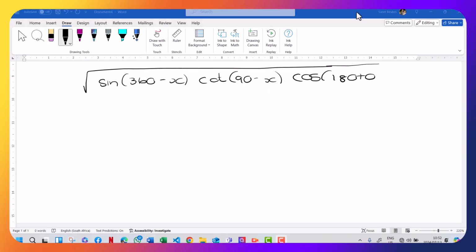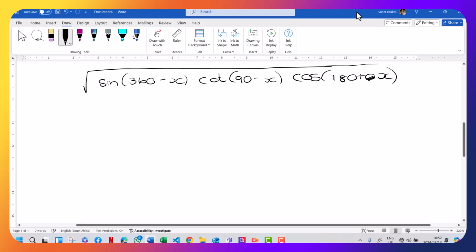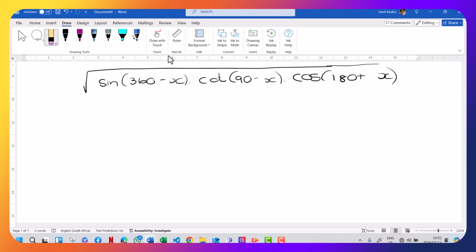Okay, if we look at that question, we have sin 360 minus x, cot 90 minus x, and cos 180 plus x. So if we start simplifying, first we look at sine 360 minus x. That will be in quadrant number 4. It's negative in quadrant number 4. But because it's 360, it's not a co-ratio. So it stays sine x.